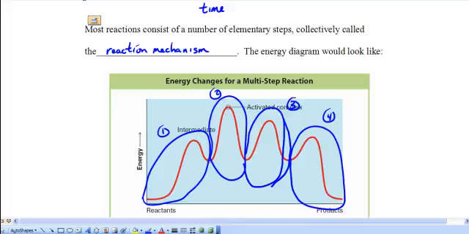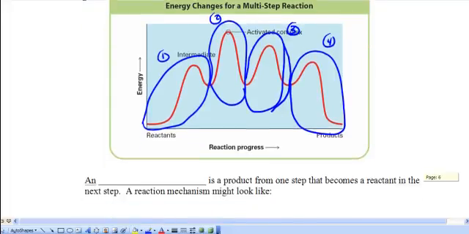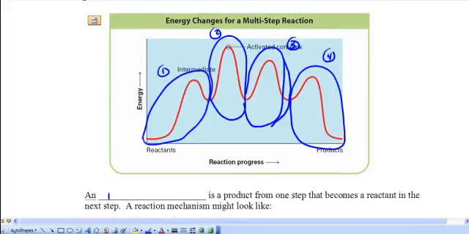At every peak, you would have your activated complex. In every valley, you have a new product. However, that product gets used up in the next step. So rather than call them products, because that's not what you're ending with, we actually call those intermediates. An intermediate is a product from one step that becomes a reactant in the next step. So each valley, here, here, here, those are going to be the intermediates.